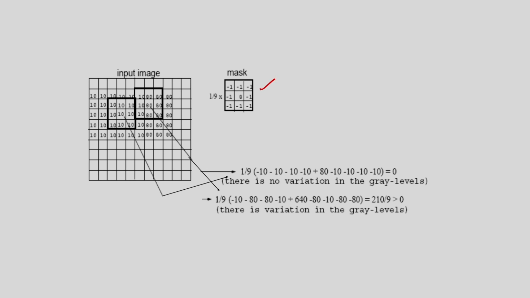You can see here I am considering one input image, and in the input image I am considering the constant pixel value. If you see the 10, 10, 10 like this value, corresponding to this portion of the image, what will be the response of the mask? If you apply the convolution operation, and if you determine the response of the mask, you can see corresponding to that portion the response is 0.